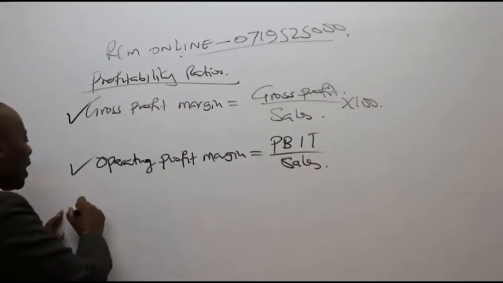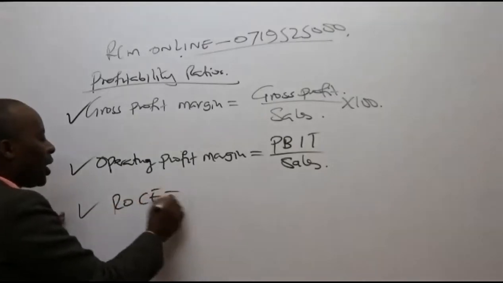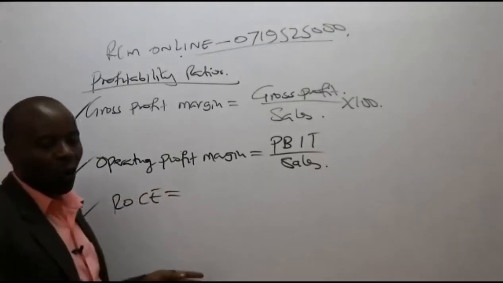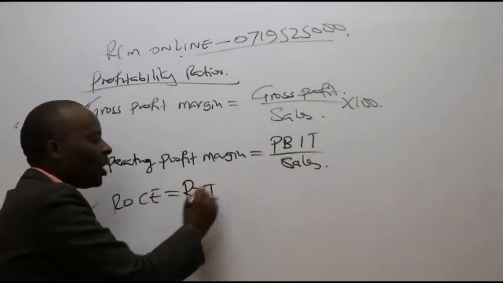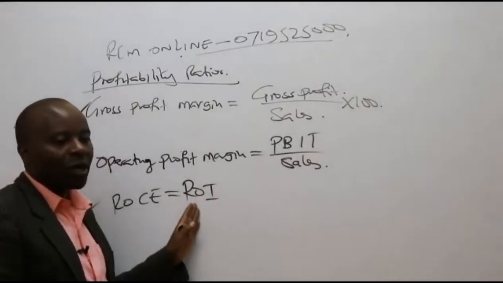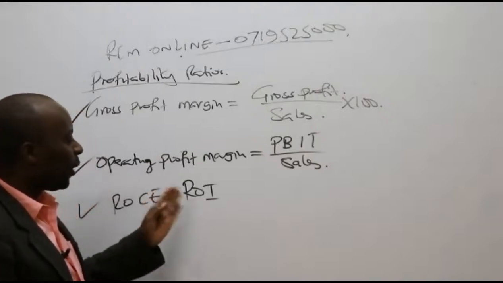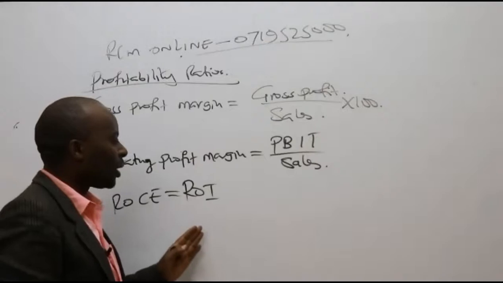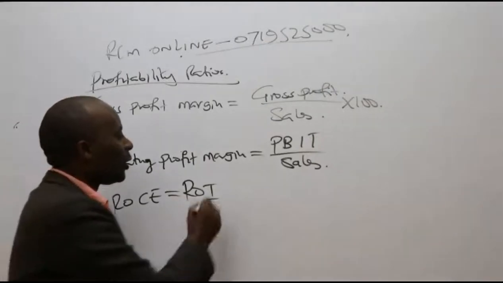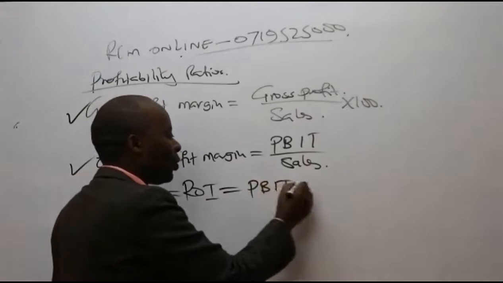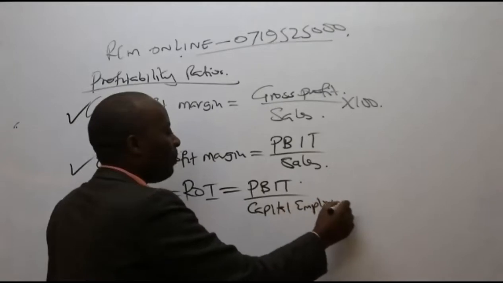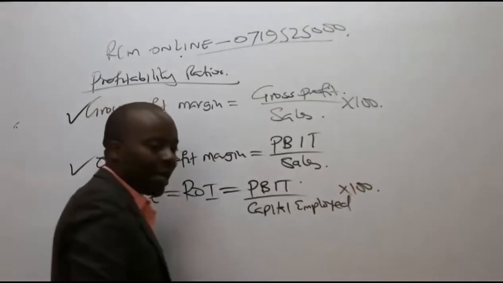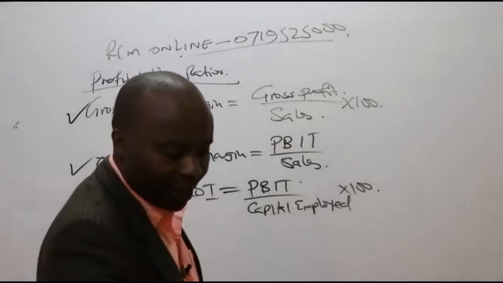And then, ladies and gentlemen, we have what we call ROCE. ROCE is return on capital employed. Return on capital employed is exactly the same as ROI, return on investment. So should you be looking for this ratio, what you need to do is take the profit before interest and tax all over capital employed, times 100 again.